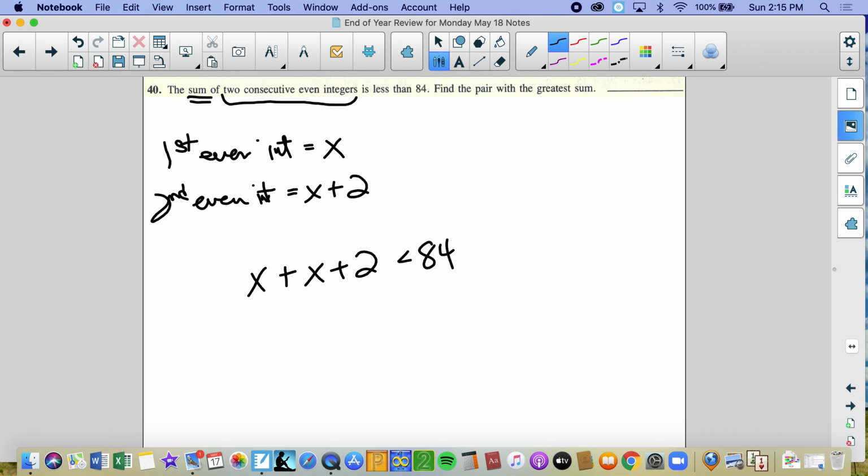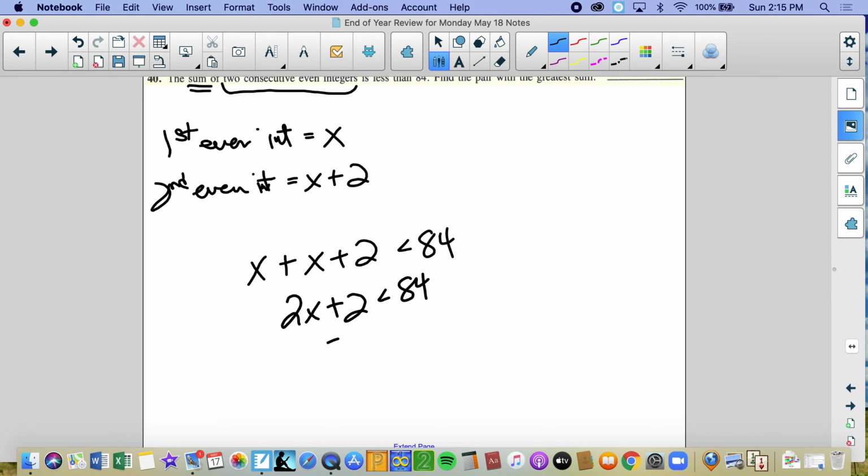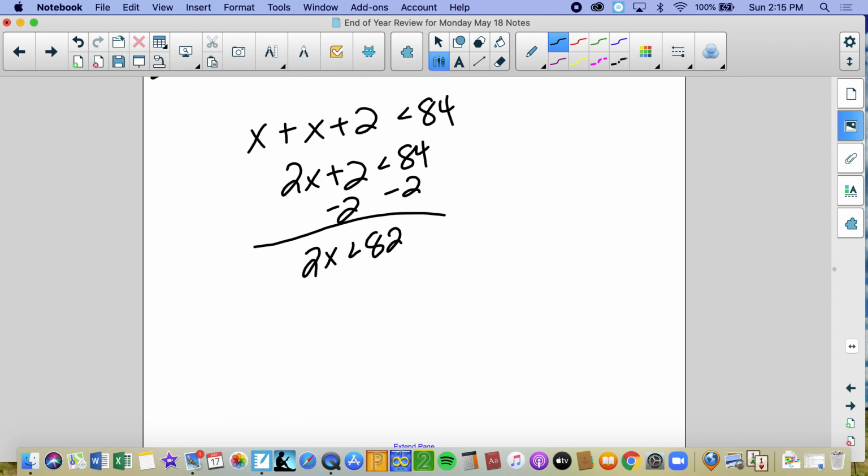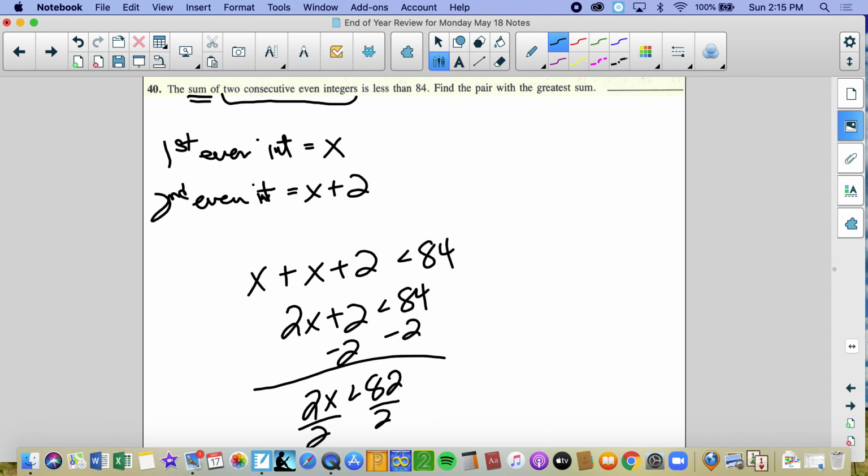So let's simplify. We always want to simplify the equation or inequality first. We're going to combine like terms. And now this is a two-step inequality. Get rid of things being added and subtracted first. 2x is less than 82. Divide by 2, and we get x is less than 41. So, Mr. Mack, what does that mean? x is less than 41. It says find the pair with the greatest sum.